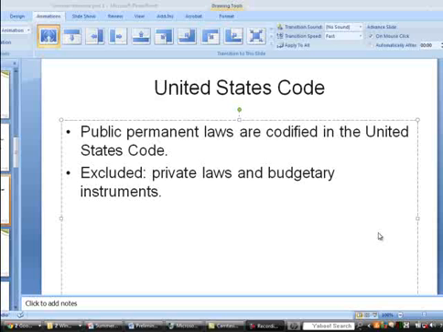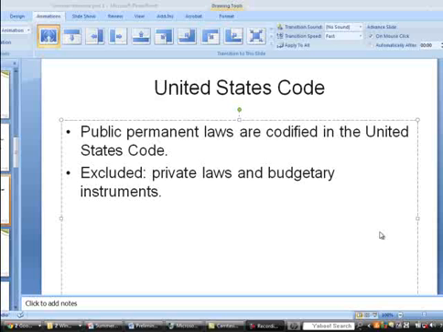All permanent public laws in the statute at large are integrated with the relevant subject in the United States Code. Note that the emphasis is on the permanent public laws. For this reason, private laws are not published in the United States Code.